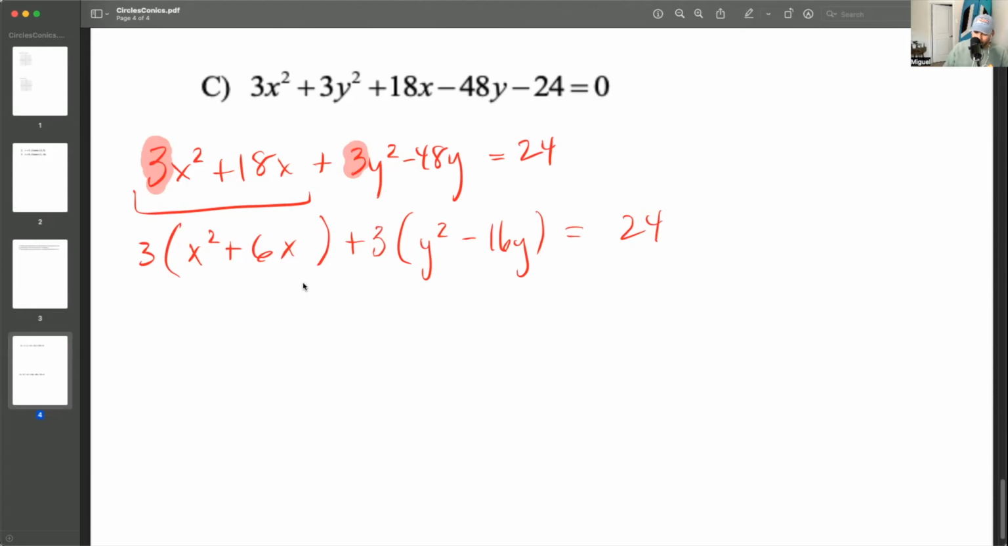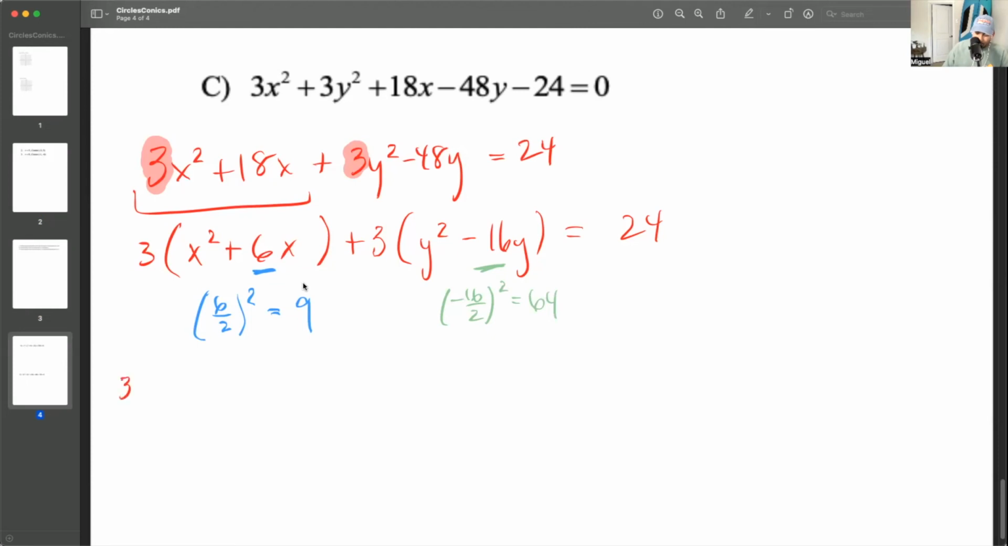And now we're going to go ahead and complete the square. This is where we take the b value, which is 6, divided by 2, and square it. So 6 divided by 2 is 3. Squaring that is 9. And I'm just going to go ahead and show you what we're going to do for the y value as well. Negative 16 divided by 2, squared. Looks like that's going to be negative 8 squared, which is 64.